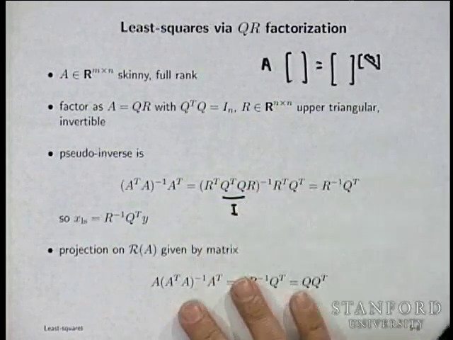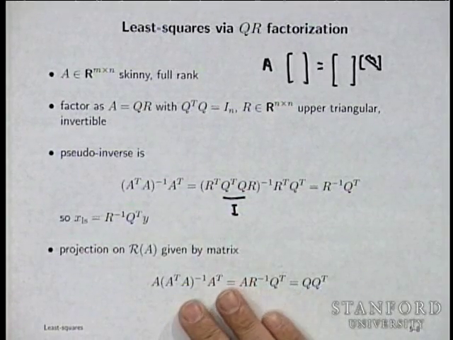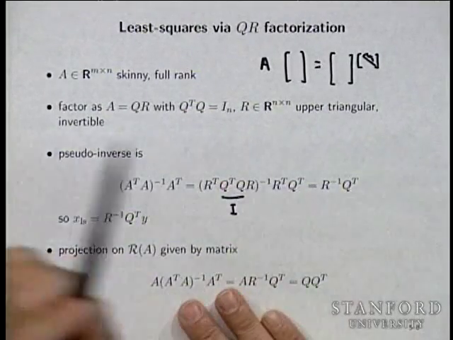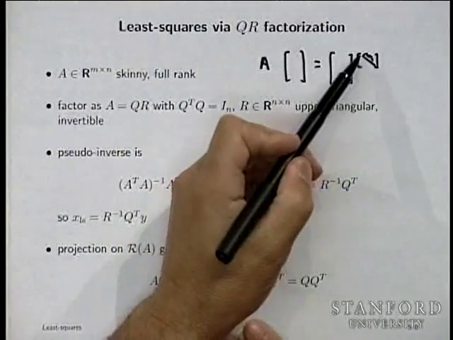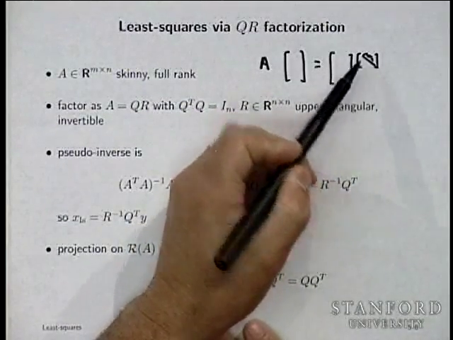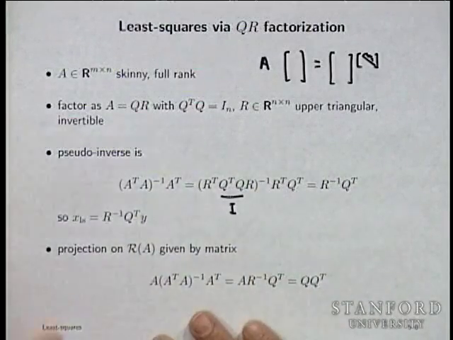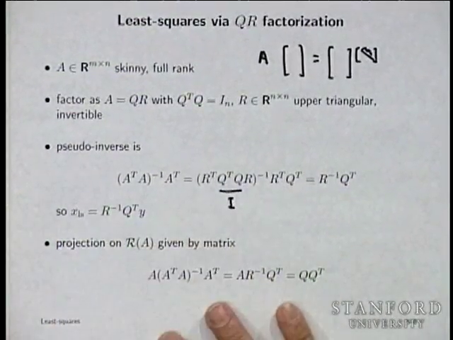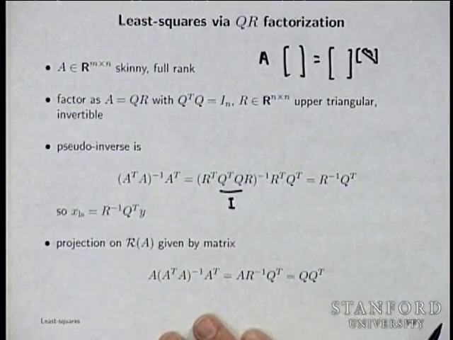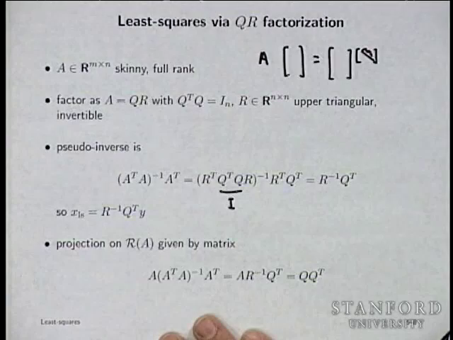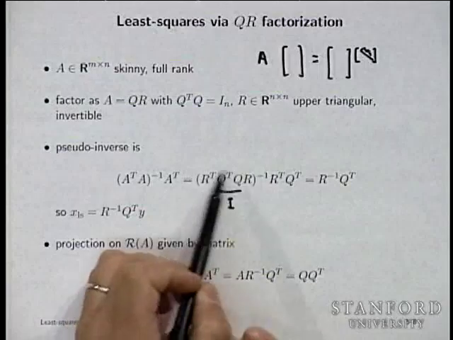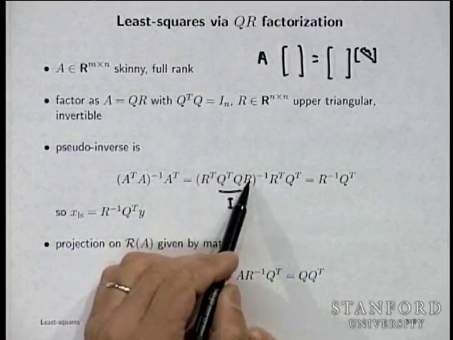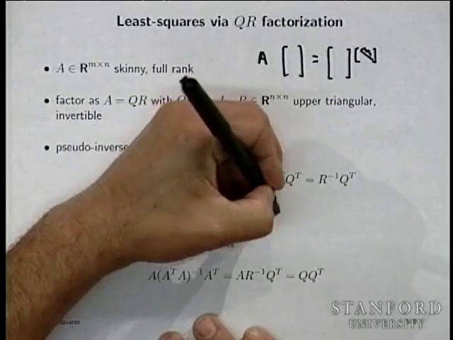Now R is upper triangular and invertible because its elements on the diagonal are positive. In fact, its determinant is the product of the elements on the diagonal, which are positive. So it's invertible, and R transpose R is therefore invertible. In fact, the determinant of R transpose R is the determinant of R squared, because the determinant of R transpose is the determinant of R. So this is invertible, and of course it becomes R inverse R minus T.